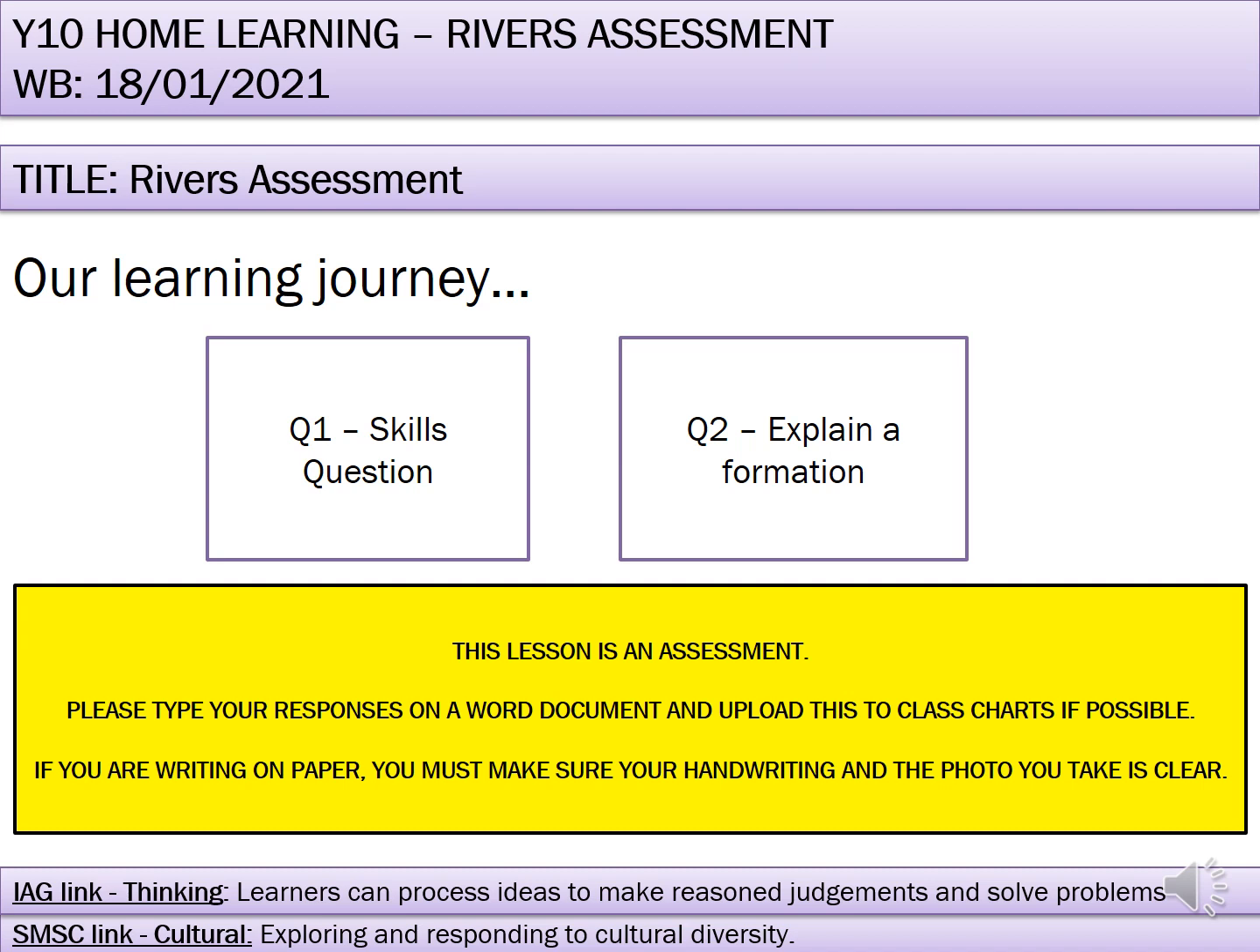to make sure that you've got the whole curriculum for you. So really important before we go any further, it is an assessment lesson, so you do need to treat it as such so we can get a clear picture of where you are at. You can either type your responses on a Word document and upload this to class charts, as this would be easier for us to read and mark. However, if you are writing on paper, it is not a problem. You just need to make sure that your handwriting and the photo of your work that you take is very clear, because if we can't read it, we can't mark it, and then you don't get a grade.